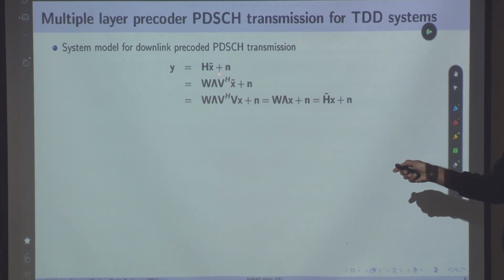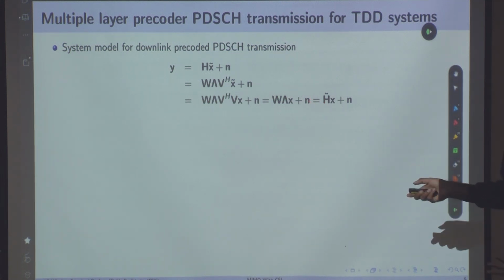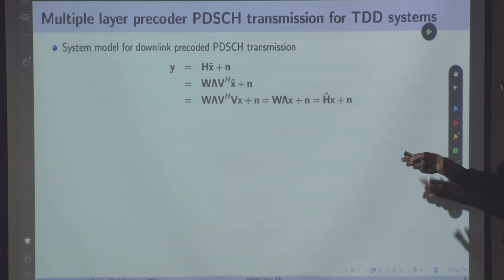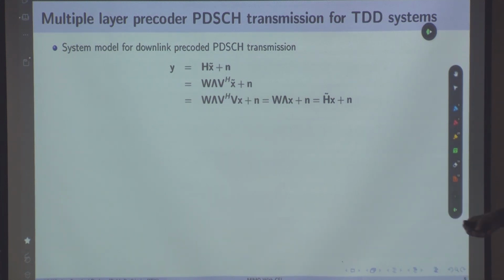That's what I was writing earlier also. This also I am writing as H tilde. It's just that V Hermitian V in that channel and this channel, the effect will not be there. So this is the same H tilde which the user has already estimated. That's the whole point. The user should be able to estimate this.